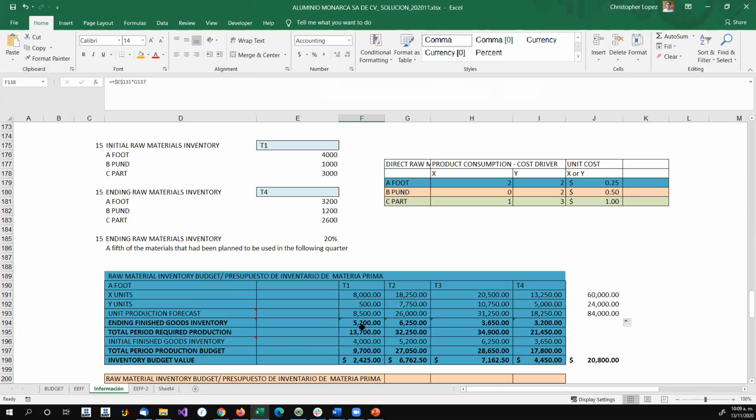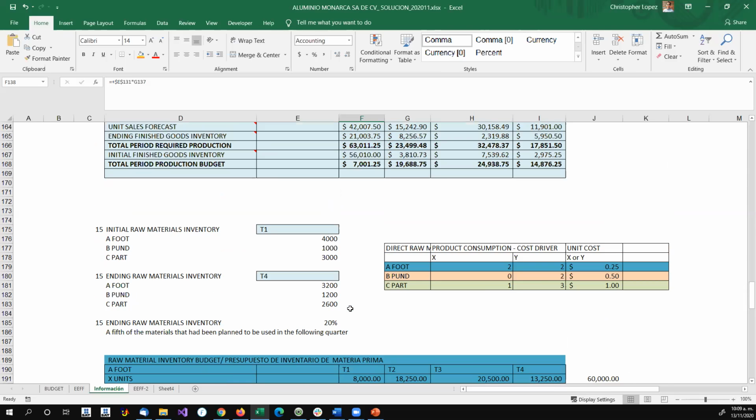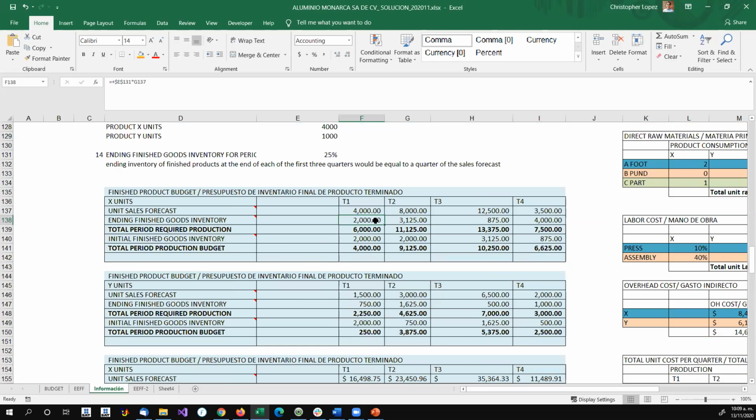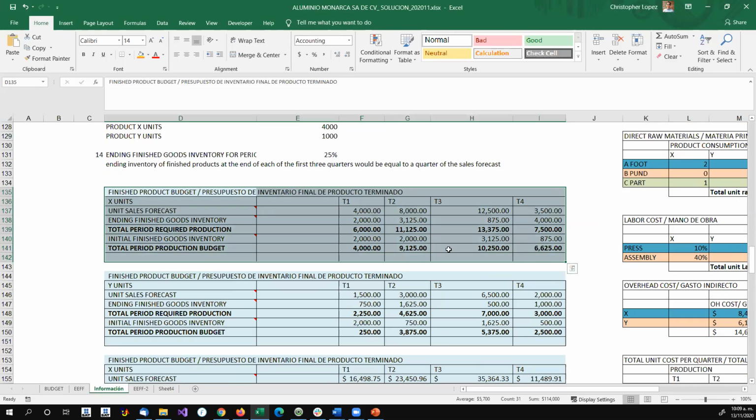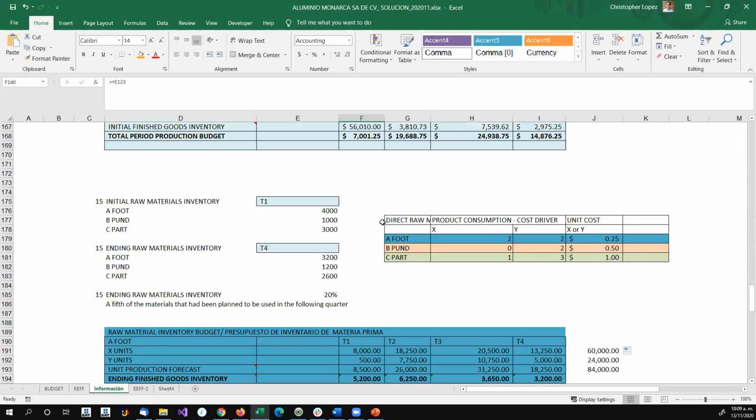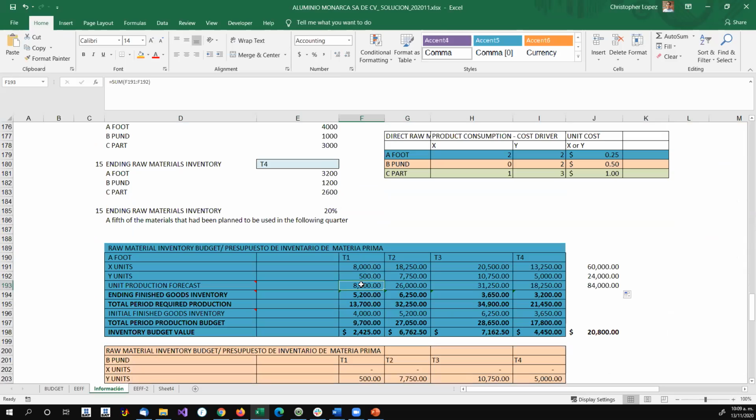So what do we need to do here? It says 1/5, right? So it'll be 20%, not 25. Yes, I was talking about the last one, the 25% that we use in the production budget, okay? That's the production budget. Here we are working with the raw materials budget. So here we multiply the next quarter required raw materials times 20%, which is a fifth. You either do that or you just divide by 5 and you should have the same value, okay?